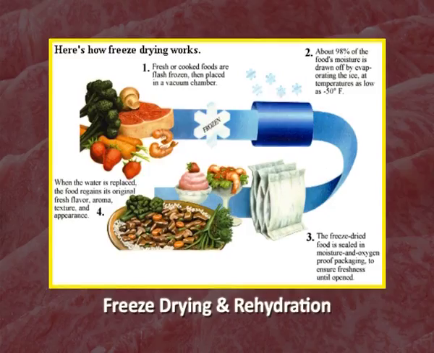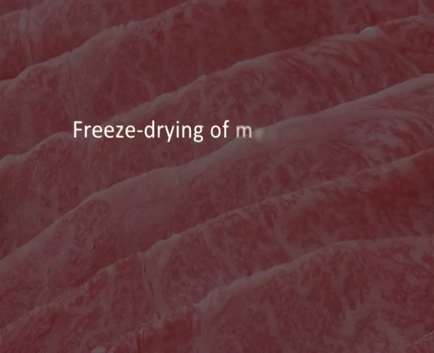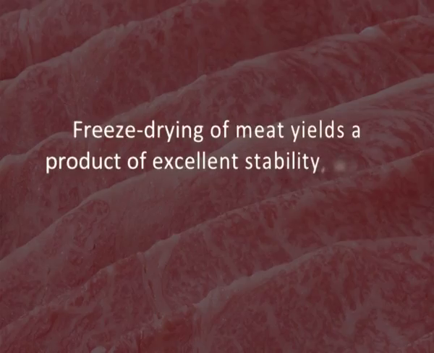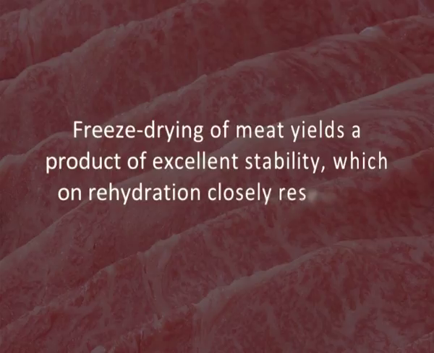In freeze drying, meat is first frozen at -40 degrees centigrade. Then it is dried under vacuum for 9 to 12 hours at low temperature in plate heat exchanger at 1 to 1.5 mm pressure of mercury. Ice crystals formed during freezing get sublimed to water vapor and there is no increase in temperature. Freeze drying of meat yields a product of excellent stability, which on rehydration closely resembles fresh meat.